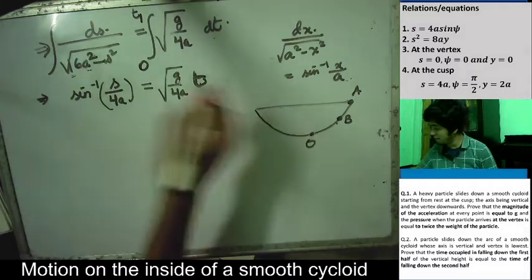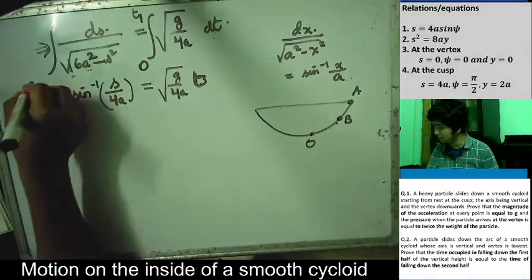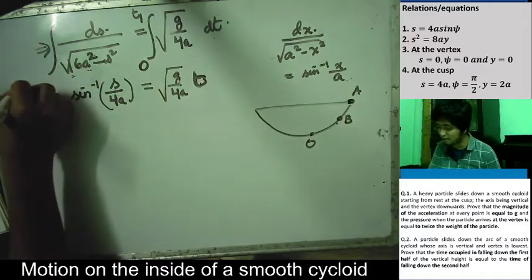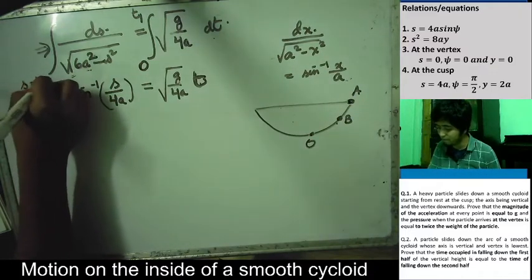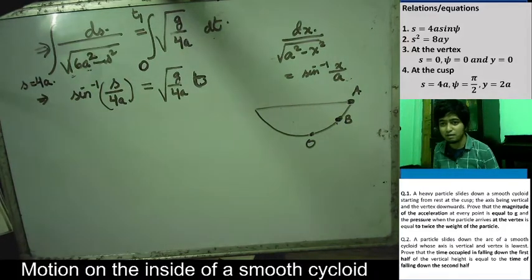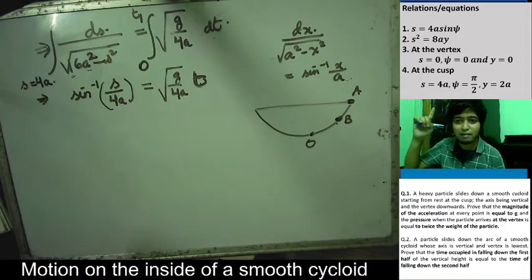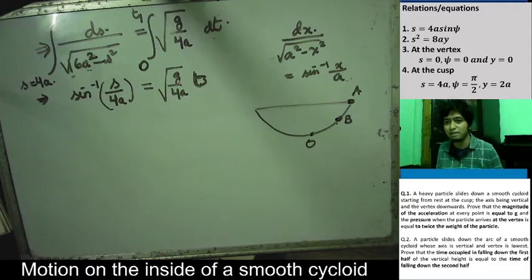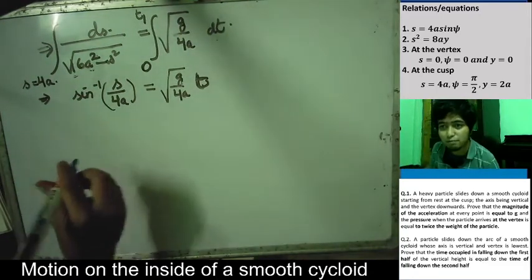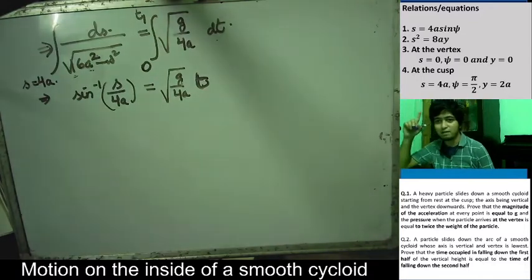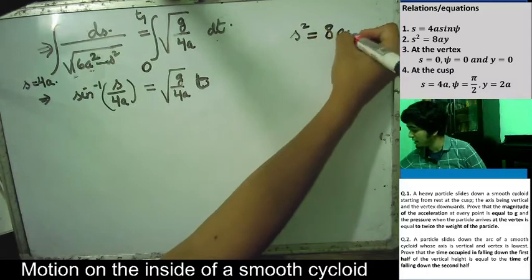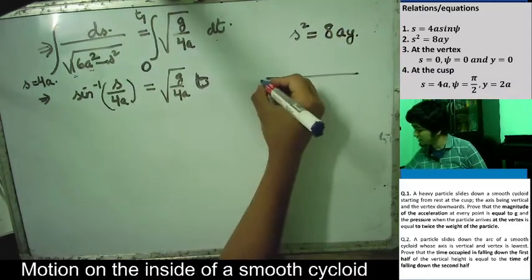And over here, let it be, okay, s at the cusp, s is equal to 4a. Over here, what is the value of s at the point B? Okay, for doing that, you will have to use the above relations. Again, let us see. So y, just take a look at relation 2. s squared equals 8ay. y is the vertical height.